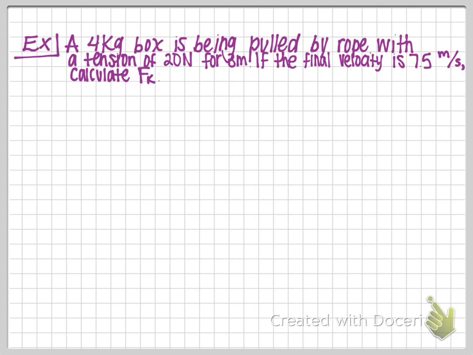Another example is that a 4 kilogram box is being pulled by a rope with a tension of 20 newtons for 3 meters. If the final velocity is 7.5 meters per second, calculate the friction force. For this problem, we draw a free body diagram and label normal and weight forces. Then, the tension force according to the direction the box is moving in. Then draw the kinetic friction opposing the tension force.